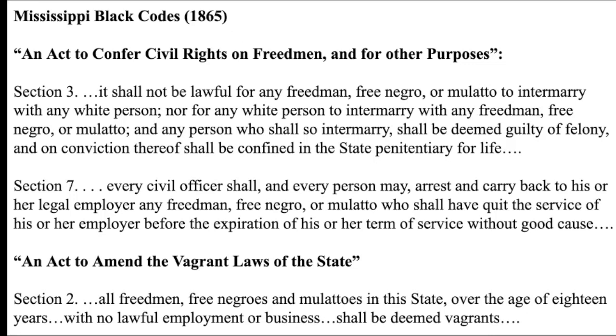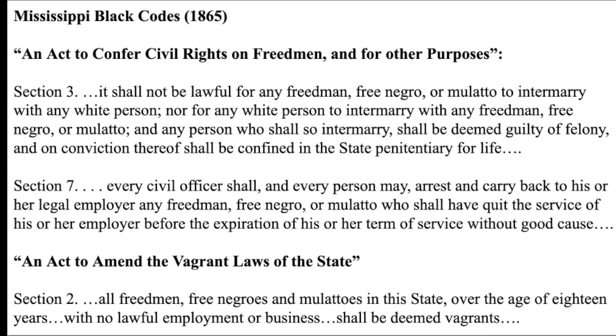Section 7: Every civil officer shall, and every person may, and by person, they mean white person here, arrest and carry back to his or her legal employer any Black person who shall have quit the service of his or her employer before the expiration of his or her term of service without good cause. Now, that sounds a little unclear. It sounds like, oh, the employee was breaking contract, but the contract here was very much coercive.